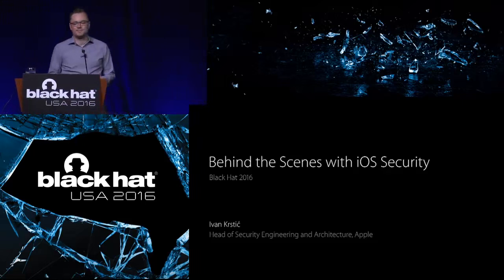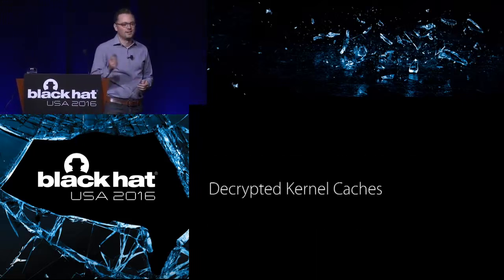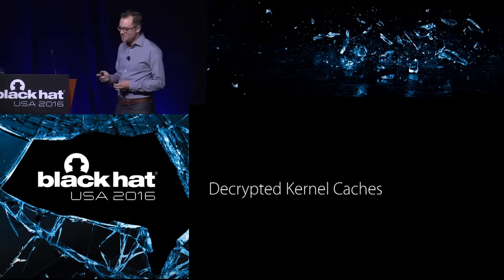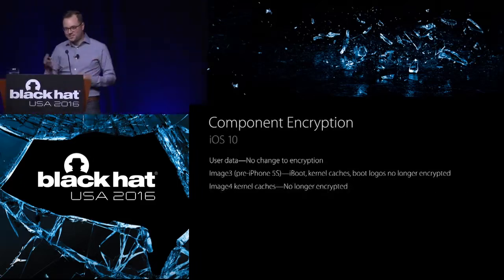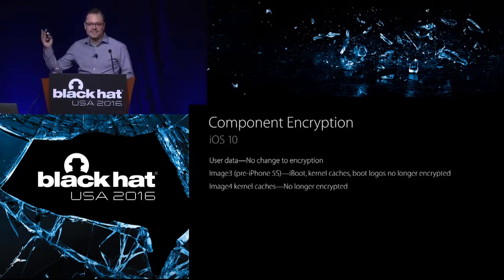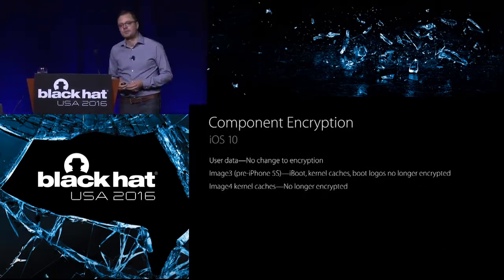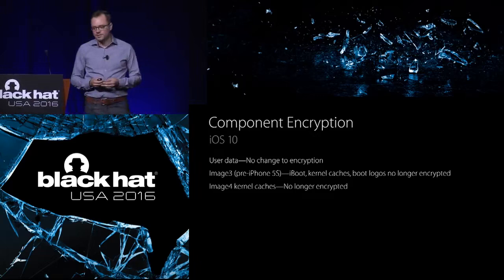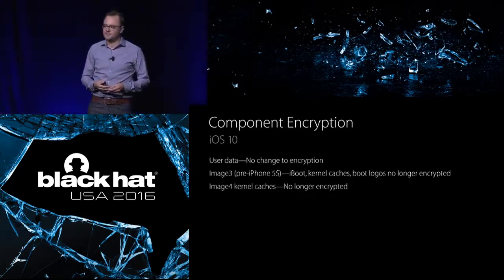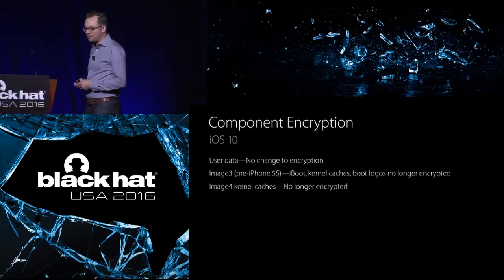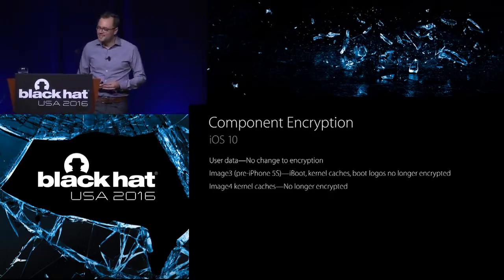But before I do that, because everyone has been asking, let's talk about decrypted kernel caches. So as most of you know, in the iOS 10 betas, we shipped kernel caches unencrypted. And then in the subsequent beta, we actually shipped for pre-iPhone 5S devices, even iBoot and boot logos unencrypted. So yes, this is on purpose.